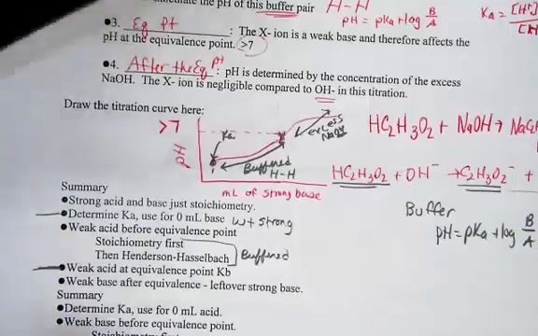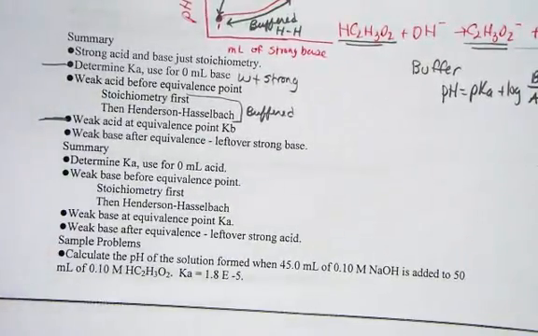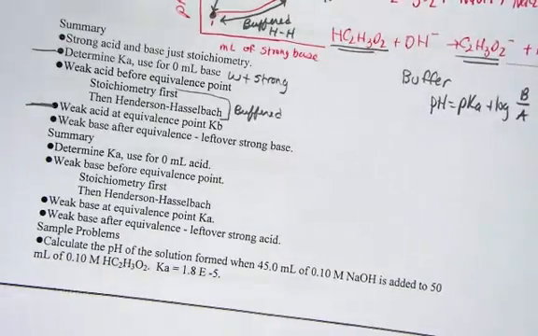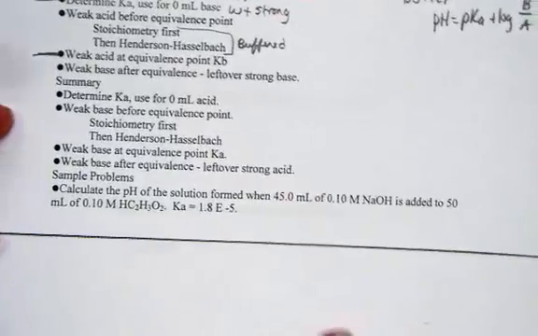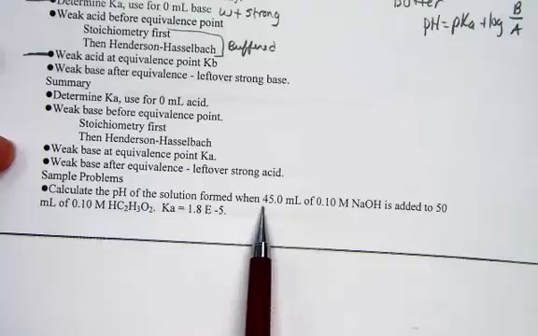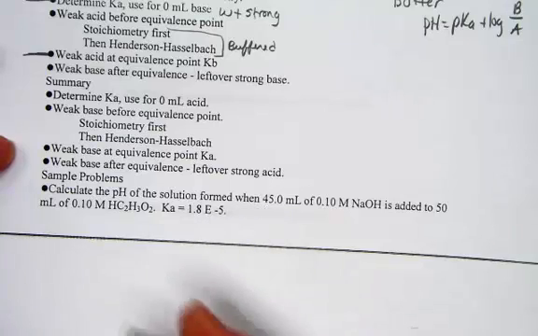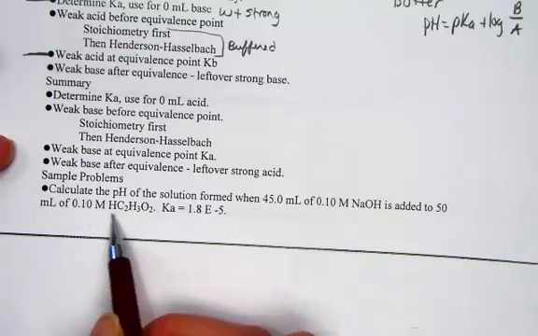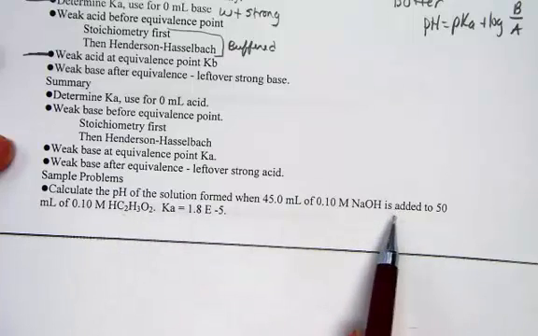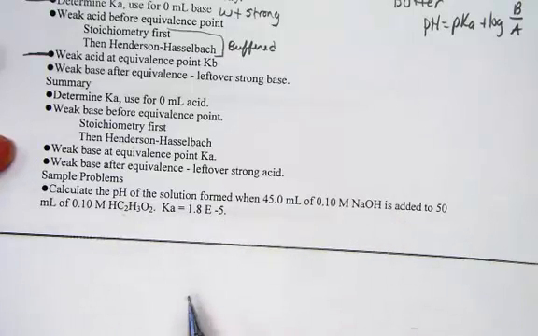Let's examine, probably more meaningful is to give it an example. Let's go down to the very last question and consider an example. The first sample problem reads, calculate the pH of the solution formed when 45 mLs of a 0.1 molar sodium hydroxide is added to 50 mLs of a 0.1 molar acetic acid. Weak acid, strong base. Ka is provided for us, otherwise we would have to use Appendix D.